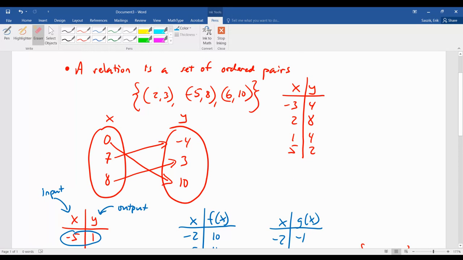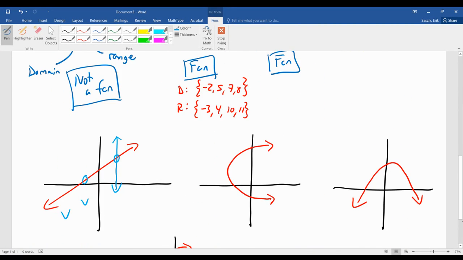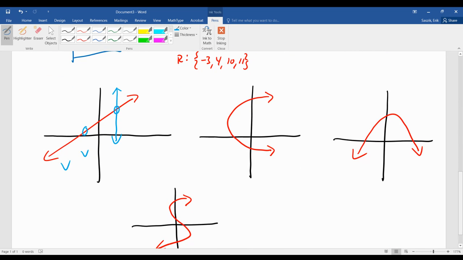All right? Whoops, I'm not too sure what happened there. But my computer is kind of weird like that. So this passes the vertical line test. It only crosses one time. Any vertical line, it's a function.